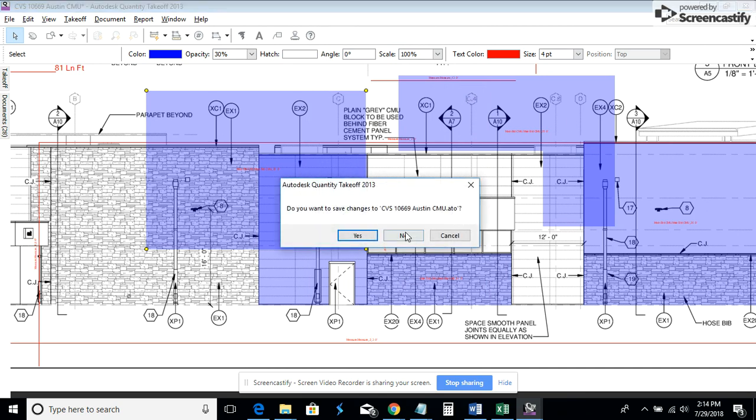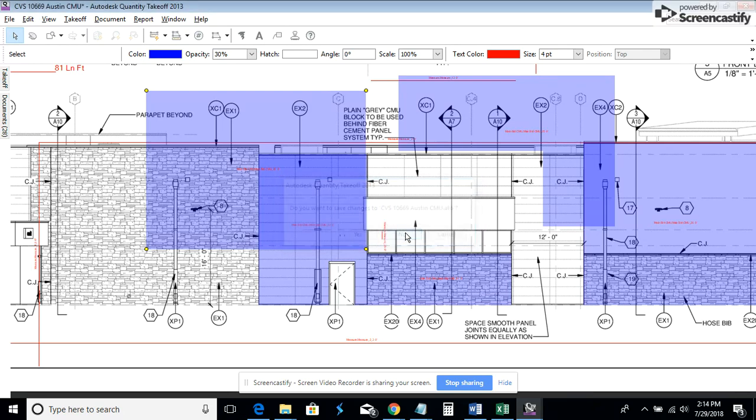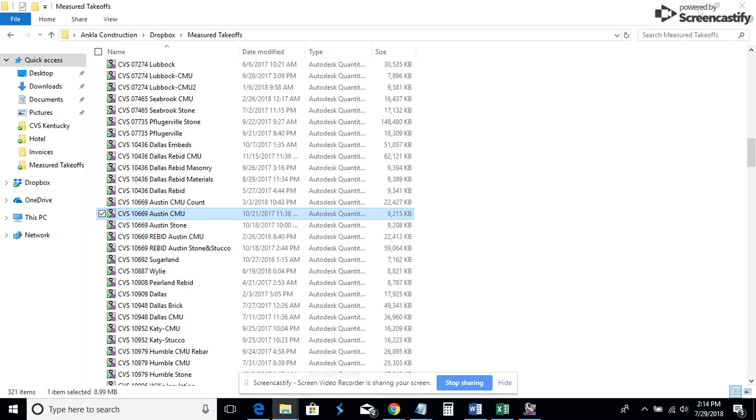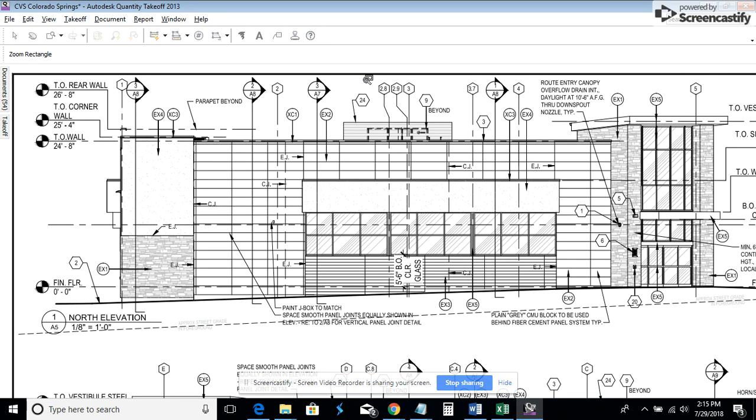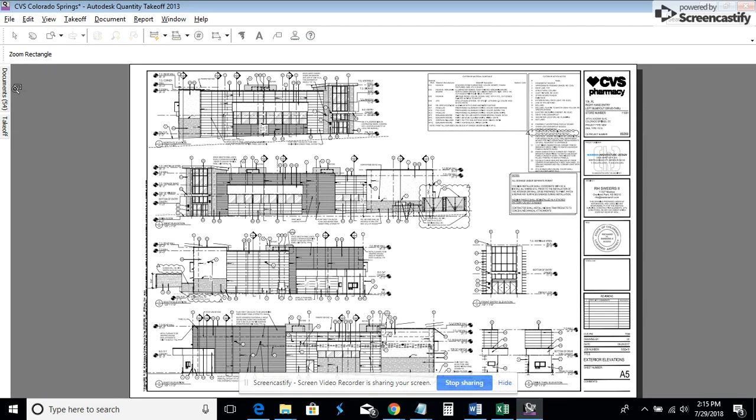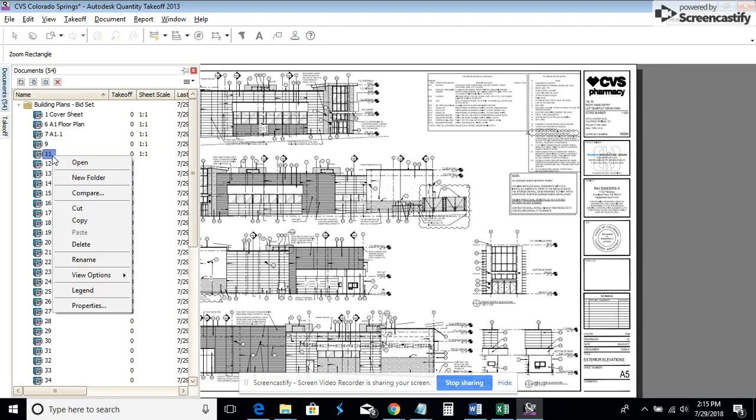Do you want to save changes? No, we don't want to save changes to that one. And we're back to this one. This one is going to have some showing below grade. I've already worked this one, so I'll show it to you later. Since this is one of the main ones that we need, we'll rename it. This is page A5, exterior. I just put elevations.